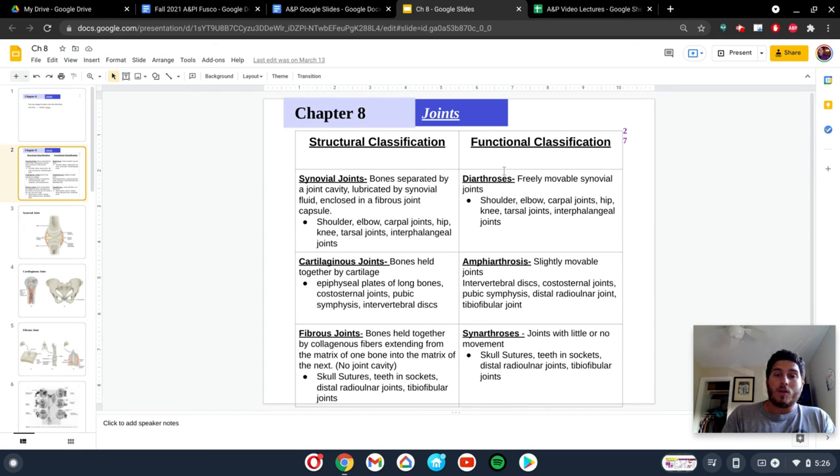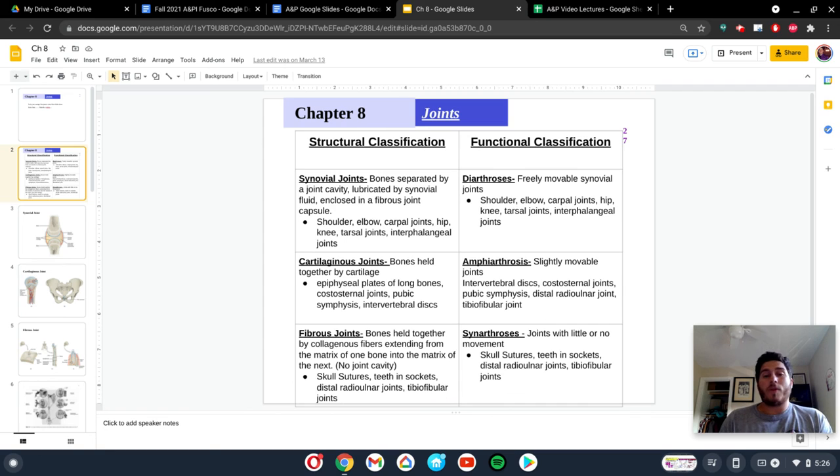So, summarizing. There are three ways you can move: freely, a little bit, not at all. Those are the functional classifications. Then we have the structural classifications. Same idea, but what's actually holding them together? We have synovial joints holding the diarthroses together, cartilaginous joints holding the amphiarthroses together, and then we have the fibrous joints holding the synarthroses together.